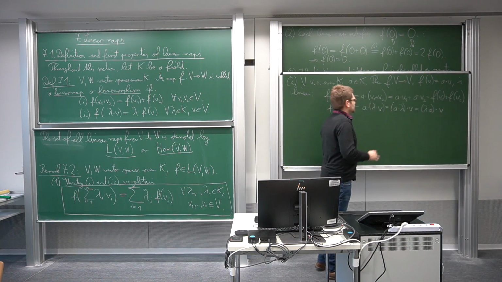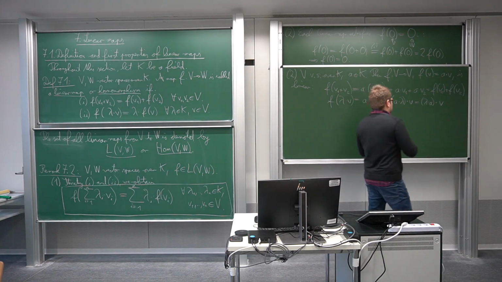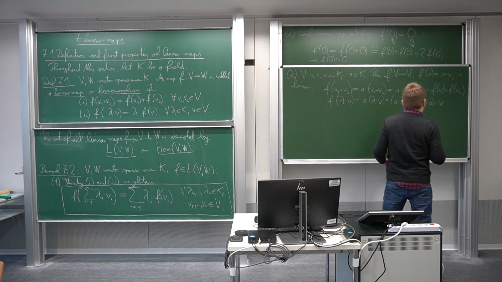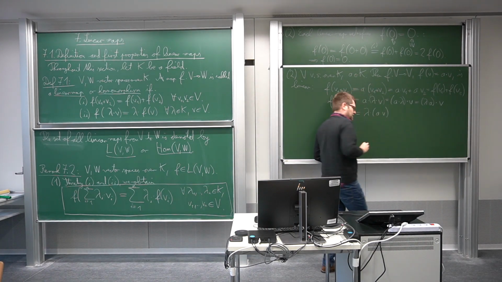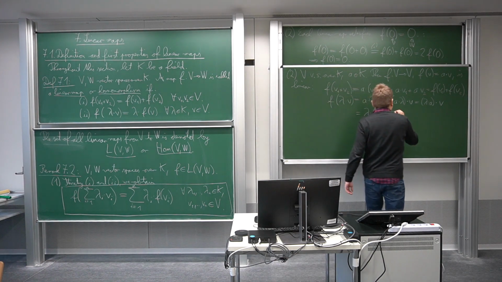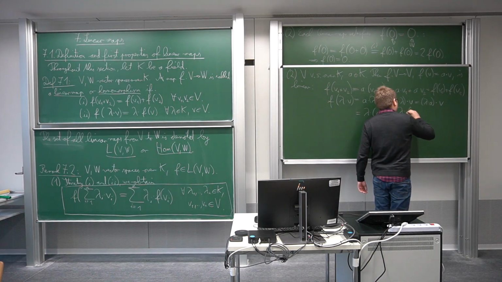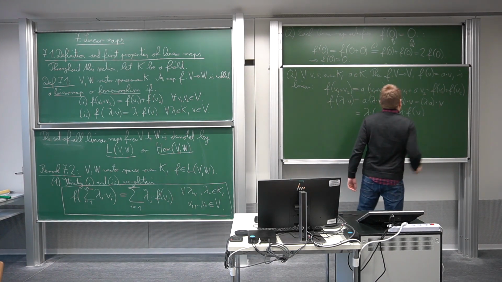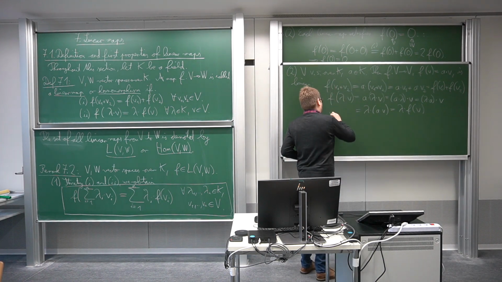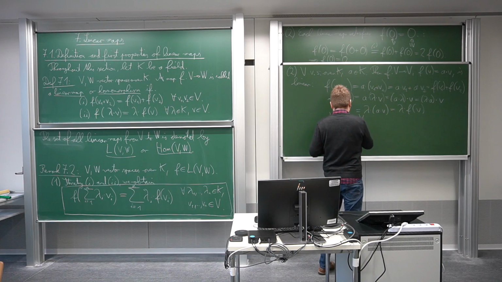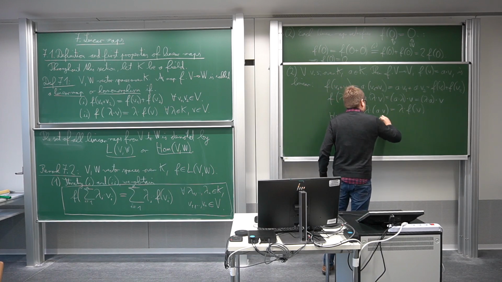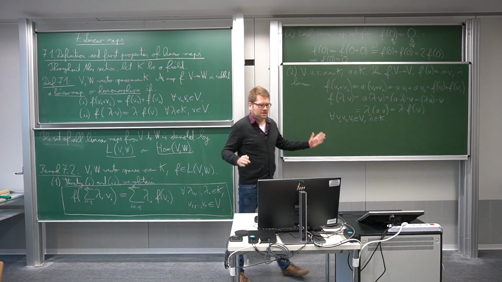And now I can use the associativity again. So this is just combining field properties and vector space properties. Now this is the same as lambda times A times V. And now we see what's that? This is lambda times f of V. Okay, and this holds, of course, for all V, V1, V2 in our vector space V, and all lambda in K. So this is just very easy.